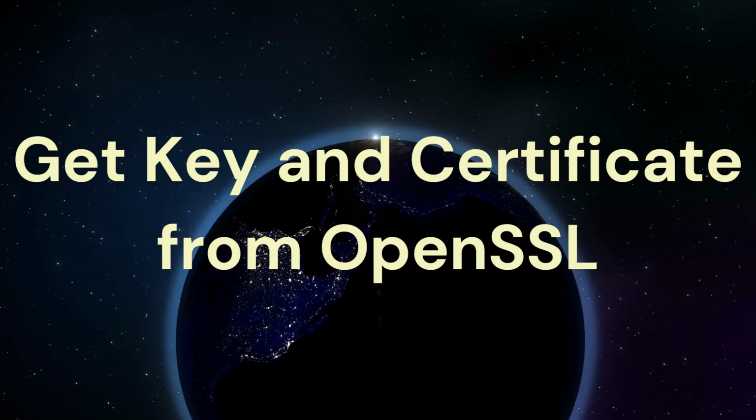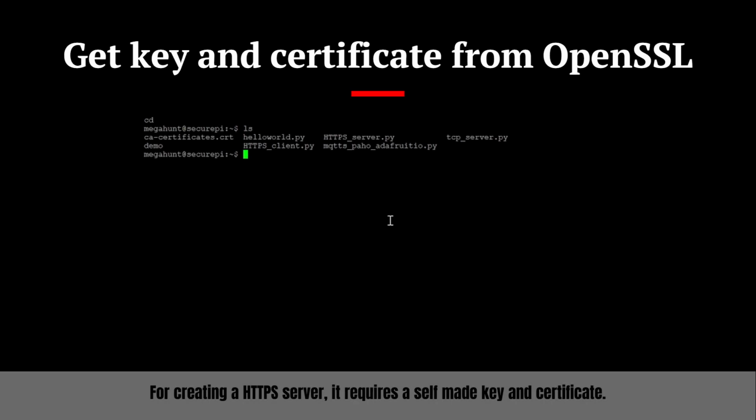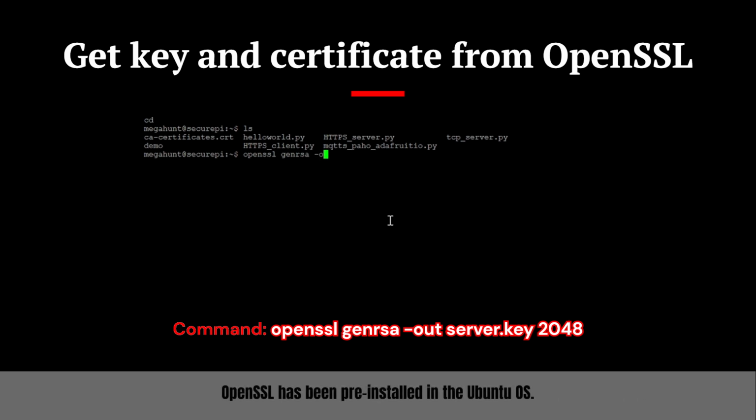Get key and certificate from OpenSSL. For creating a HTTPS server, it requires a self-made key and certificate. Typing the command shown in the video will get the private key for the HTTPS server. OpenSSL has been pre-installed in the Ubuntu OS. You can type in OpenSSL for more details.